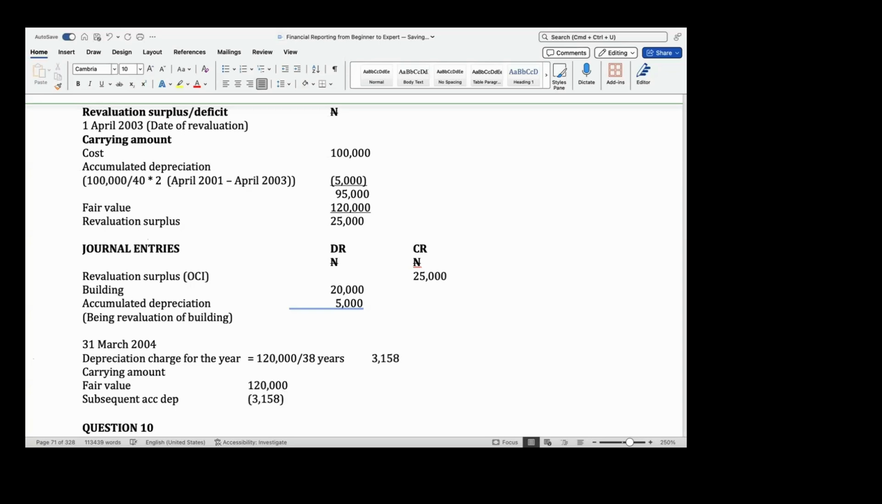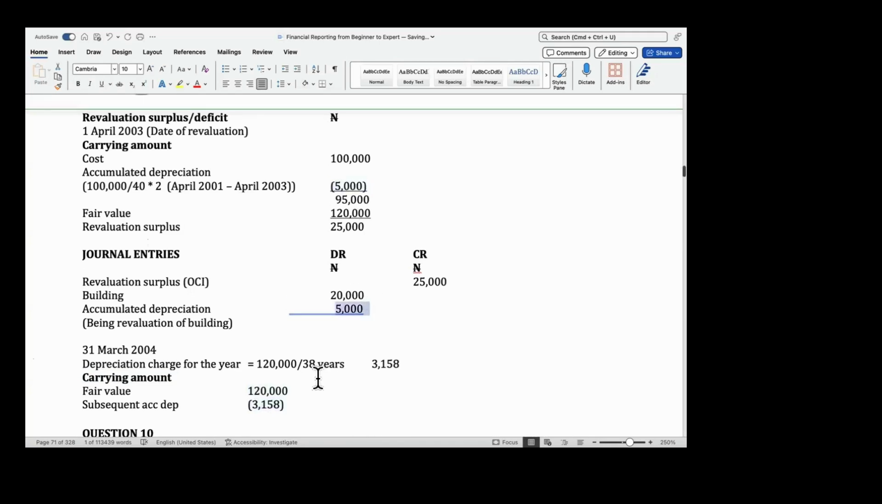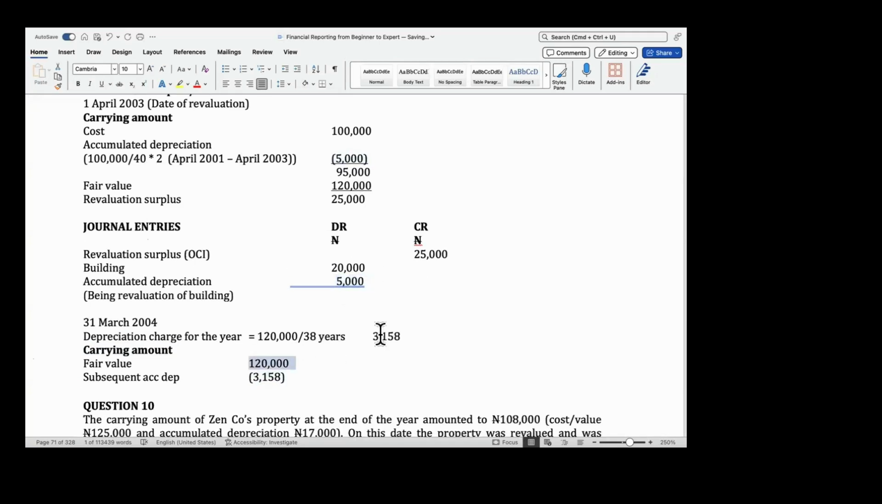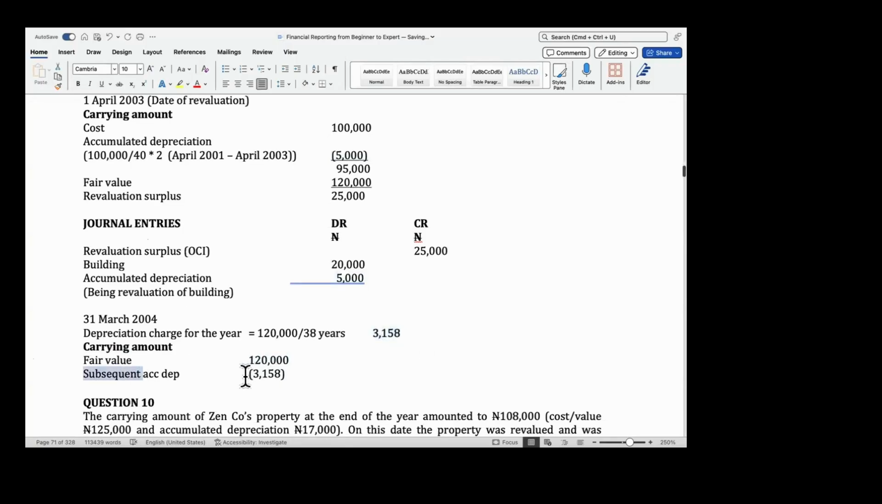Okay, good. So ordinarily, when we are doing our carrying amount, it is cost minus accumulated depreciation. But in this case, since we have revalued and we have cancelled out the previous depreciations, it's going to be the new value of the asset minus the new depreciation. So this old depreciation has been cancelled out. So it's just this new value minus the new depreciation. That's why we call it subsequent.